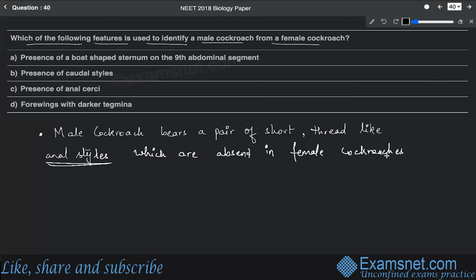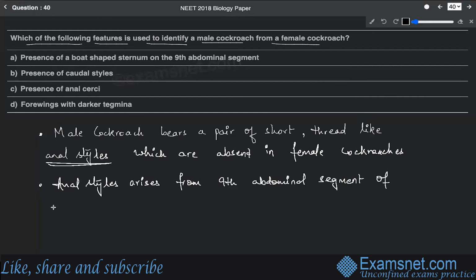And these anal styles usually arise from the ninth abdominal segment of the male cockroach. All right, so that's one.